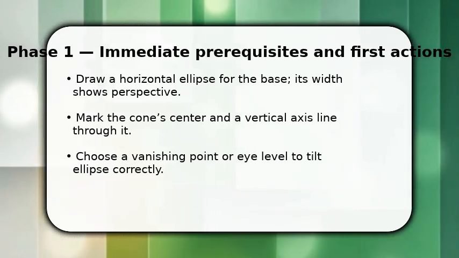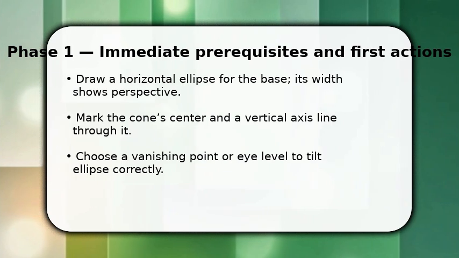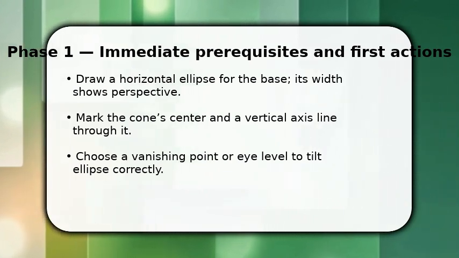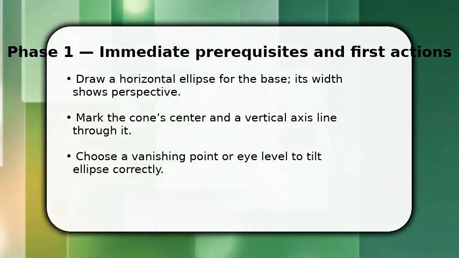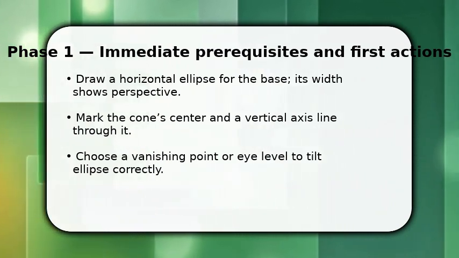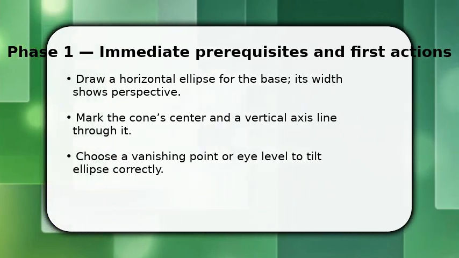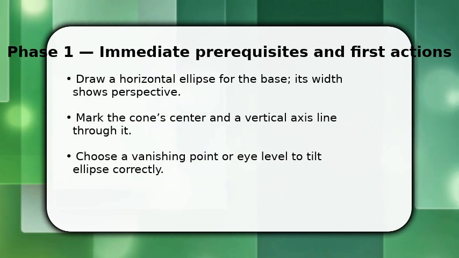You start by establishing the base ellipse and central axis because they define perspective and tilt. Draw a smooth horizontal ellipse, make its major axis align with the view. Then drop a straight vertical axis from the ellipse center to set height. Once done, decide the eye level or vanishing point so the ellipse's compression matches the viewpoint.